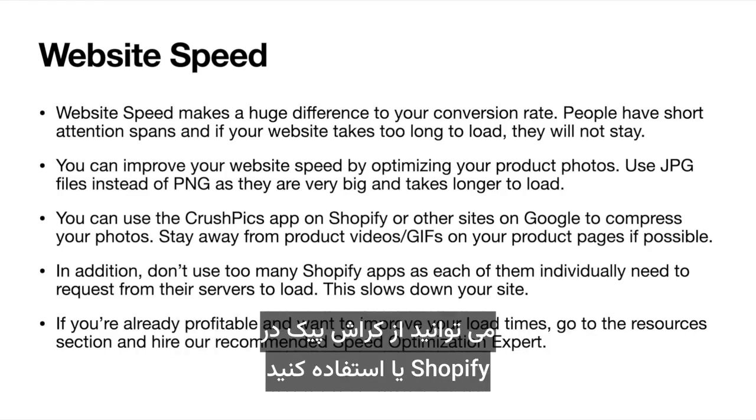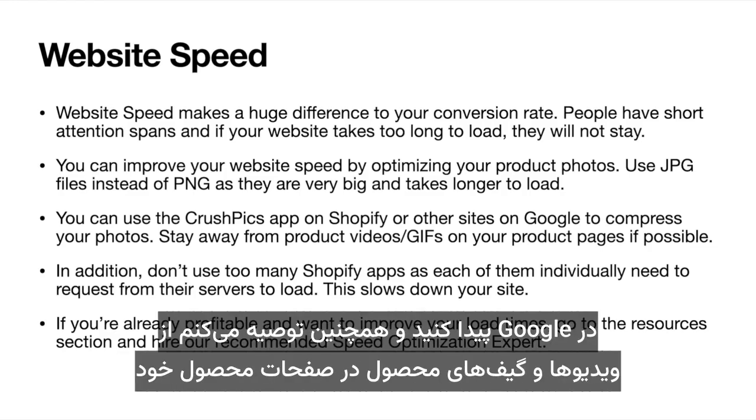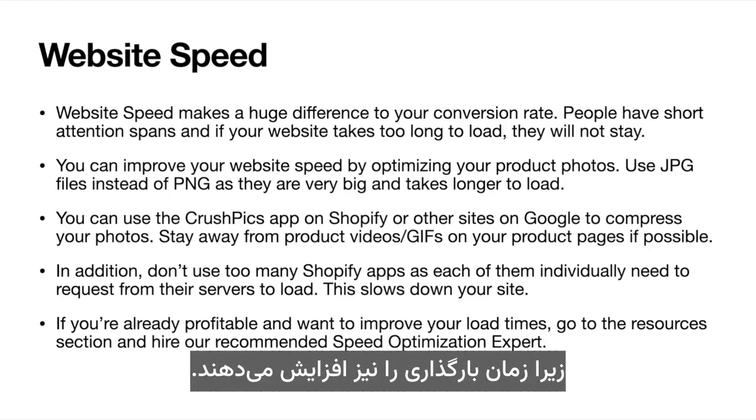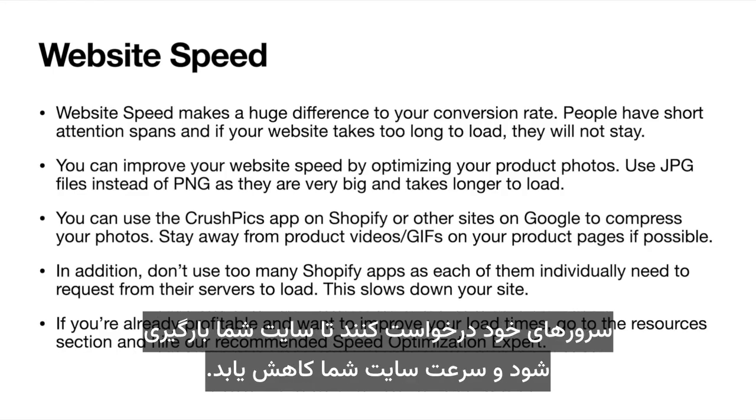So to compress them, you can use the CrushPix app on Shopify, or you can find a compression tool on Google. And I'd also recommend staying away from product videos and GIFs on your product pages, as they also increase the load time. In addition, don't use too many Shopify apps, as each of them individually need to request from their servers to load, and this slows down your site.